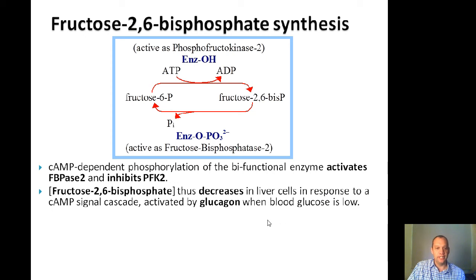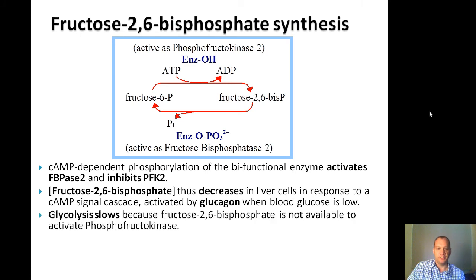So glucagon is released, and that starts this whole kinase signaling network, which we call the cAMP signal cascade, which turns on protein kinase A. That'll lead to phosphorylation of this enzyme, and when it is phosphorylated, it will act as a phosphatase and not a kinase, and thereby decrease the amount of fructose 2,6-bisphosphate present.